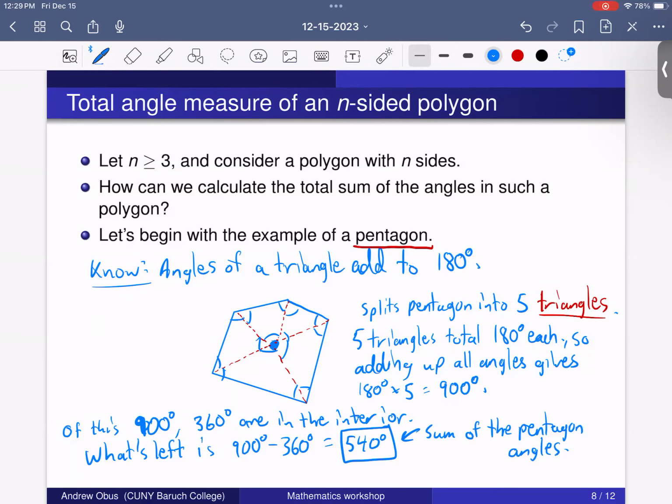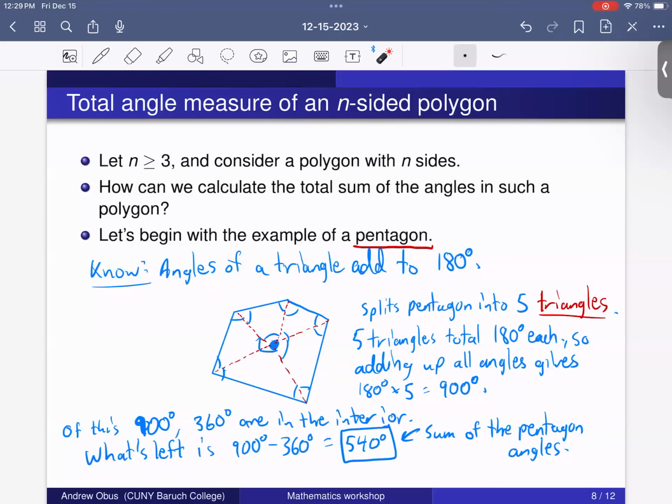Right? Because when we're adding up all the angles in the pentagon, we're just adding up what's going on at the corners of the pentagon. We're not adding all of this stuff in the middle, right? But when we draw all of these lines, we have a total of 900 degrees, but 360 of that is stuff that's in the middle. So we've got to subtract that off. And what we're left with is what's left around the edges. And that's going to be 540 degrees. Okay. So 540 degrees, as Princeton wrote in the chat, this is going to be the sum of the pentagon angles. Okay.